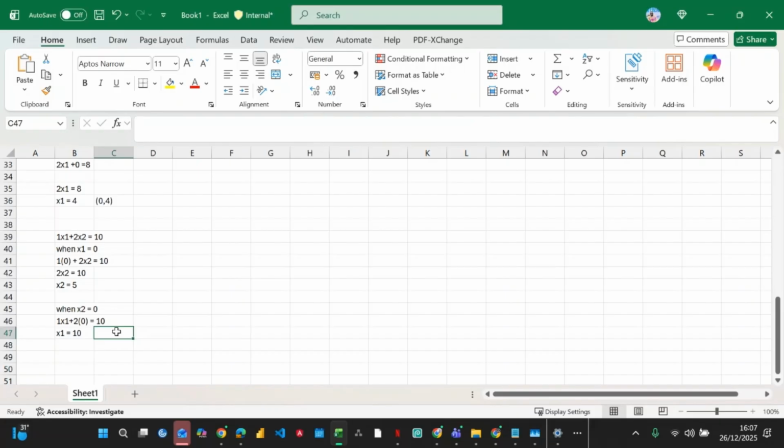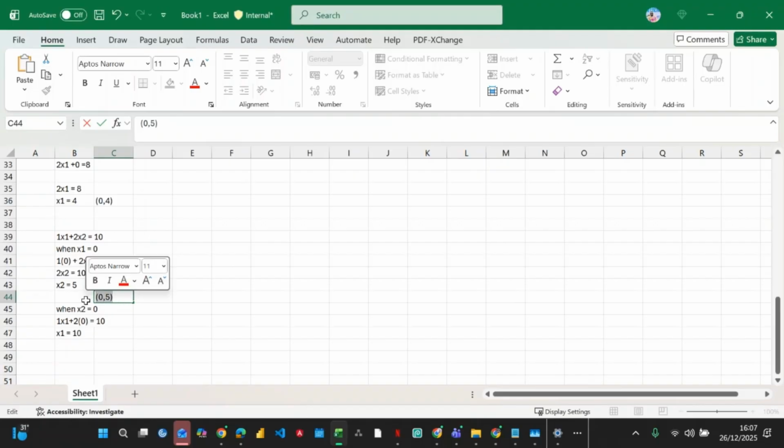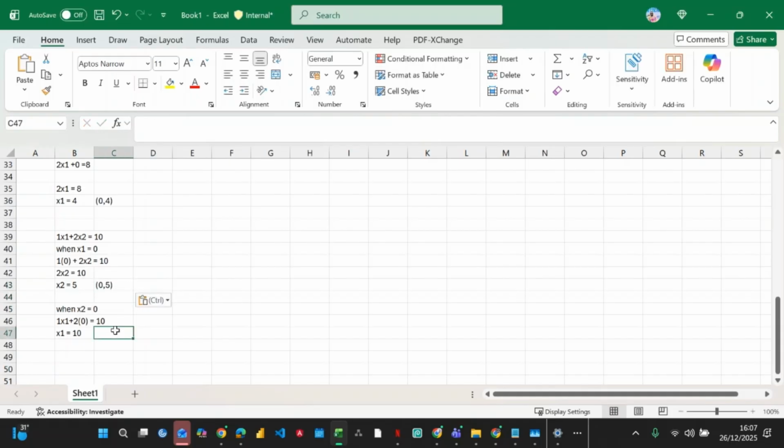Sure. Go ahead. Okay. So on this one now, in the coordinates, we have 0 and 5. The 0 and 5 should be here. And then we have 10, which comes around here in the coordinates.